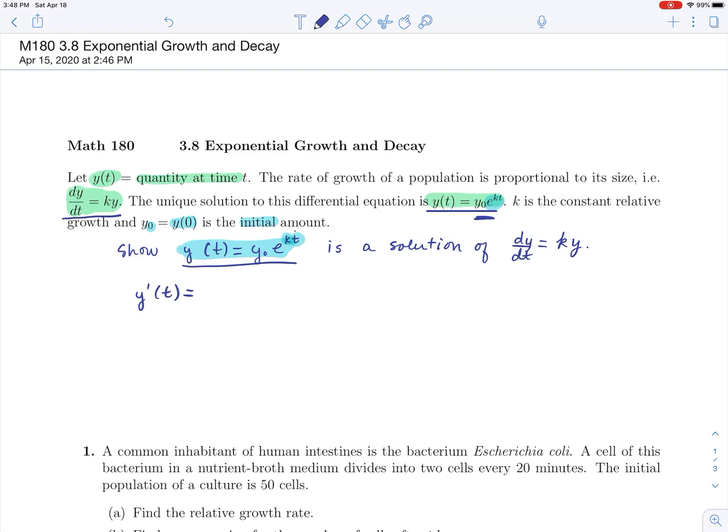Okay. So we're getting y naught times e to the kt times k, and this right here is y, and this right here is k. So you can see that the derivative is in fact y times k. Okay, so in general, we're going to use this model for exponential growth, and pretty much all population growth is exponential.